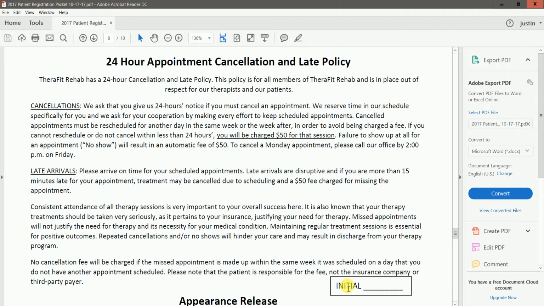Every patient has to abide by it. There's no exceptions or anything like that. So, 24-hour appointment cancellation and late policy. TheraFit Rehab has a 24-hour cancellation policy.